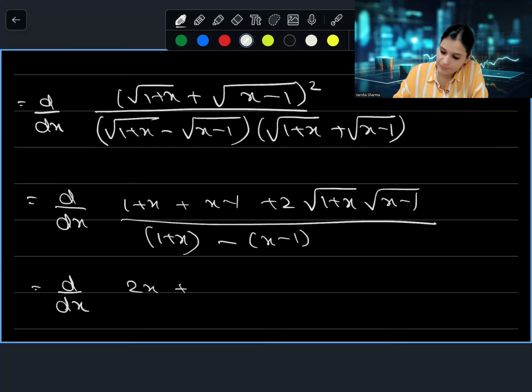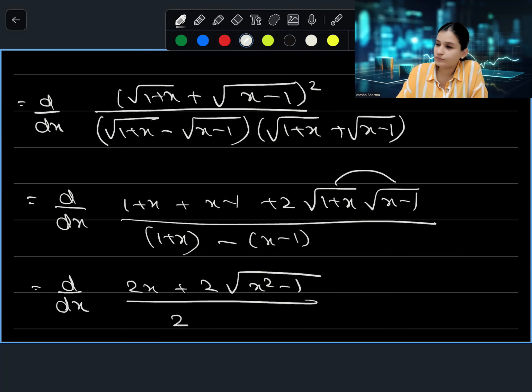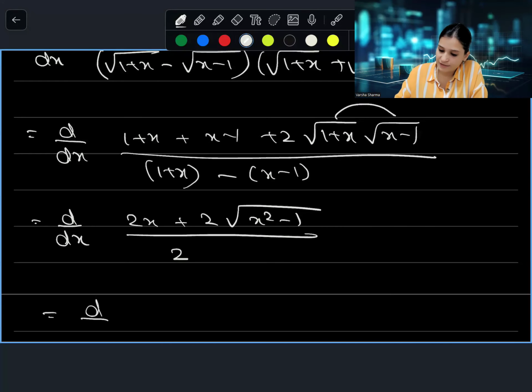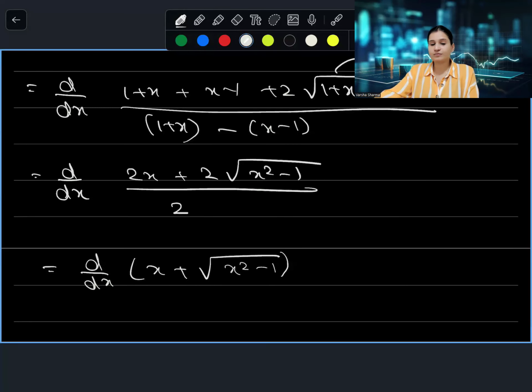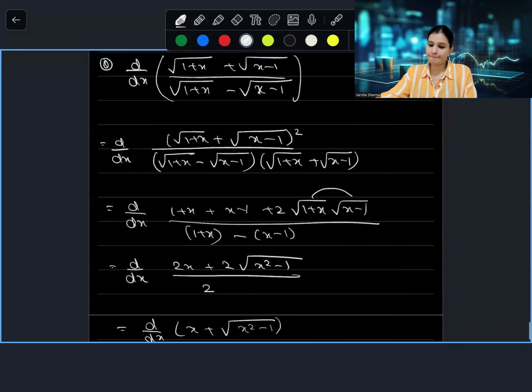d/dx: 2x plus 2, multiplying both of them, x square minus 1 upon 1. Taking common and cancelling it, I'm left with x plus under root x square minus 1. Now you differentiate. Again, the same problem. If you differentiate in the first line, you will never get this answer. Differentiate it now. Ma'am, x by root x square minus 1.